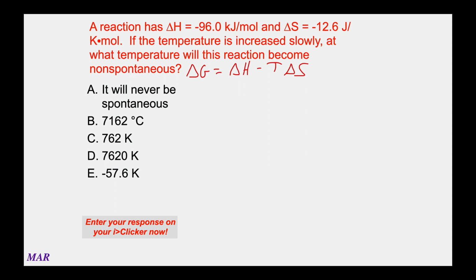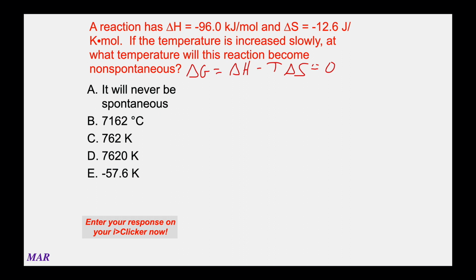and the reaction will become non-spontaneous, i.e. when temperature is large enough, the T delta S term compared with delta H will make delta G a positive number. It will no longer be spontaneous. So in this question, you want to let delta G equal 0, because 0 is the threshold between being spontaneous and non-spontaneous.